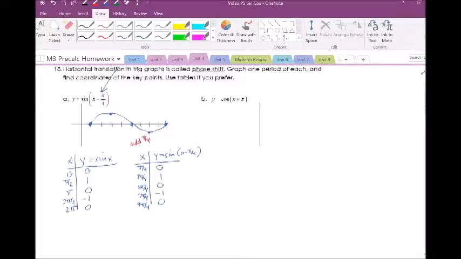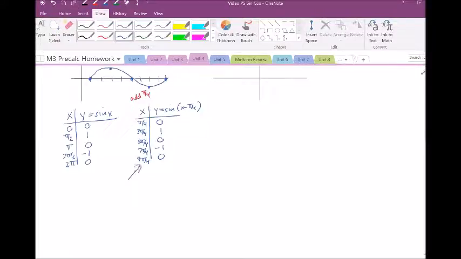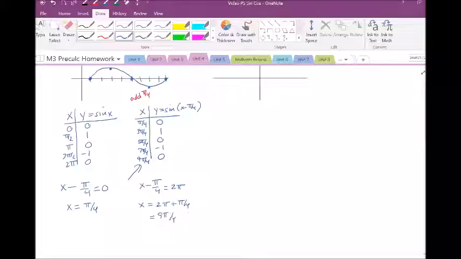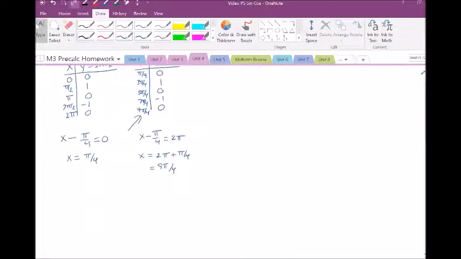Now if we use the averaging method to find these x values instead, I would set the parentheses, which is x minus pi over 4, equal to 0 to find the location of key point number 1, and then equal to 2 pi to find the location of key point number 5. So adding pi over 4 to solve for x in each of those, I get that the cycle begins at pi over 4 and then ends at 9 pi over 4. So then to find the key points in between those, I would add and divide by 2.